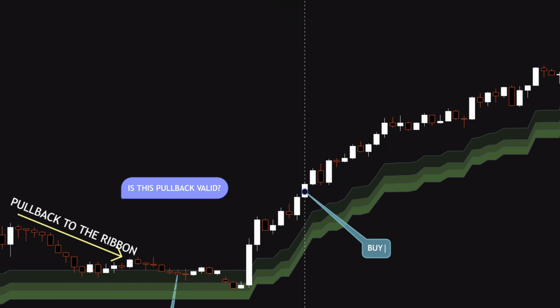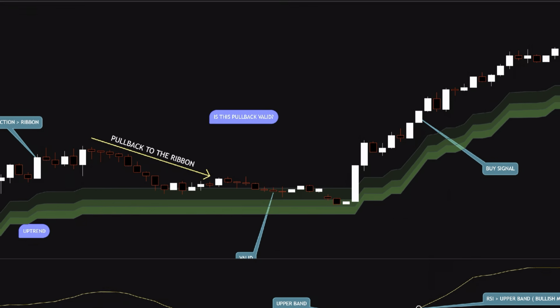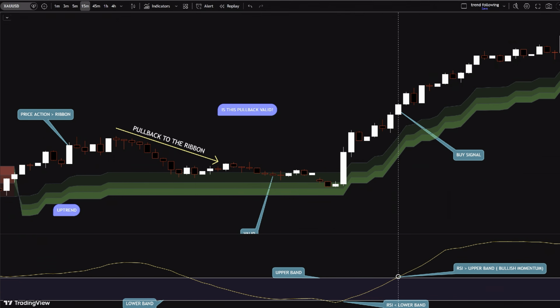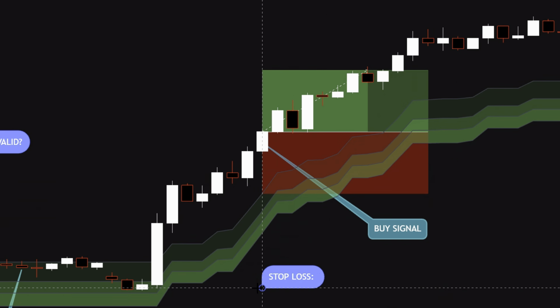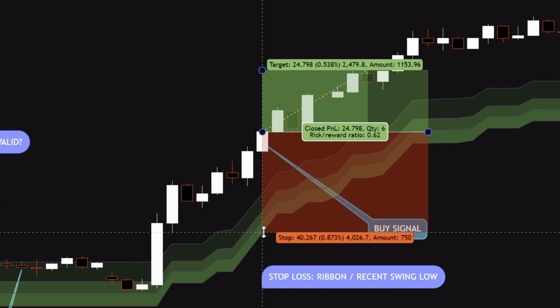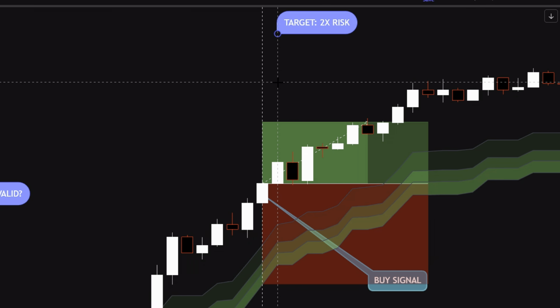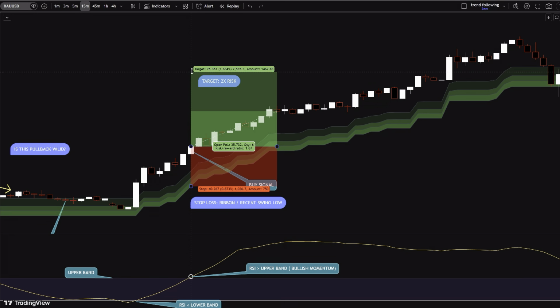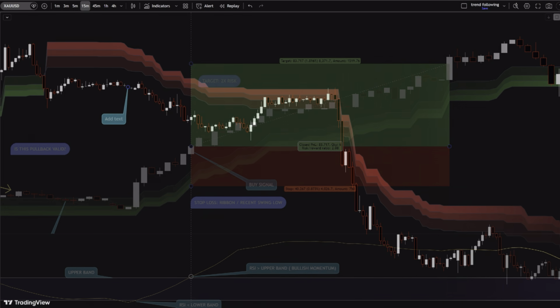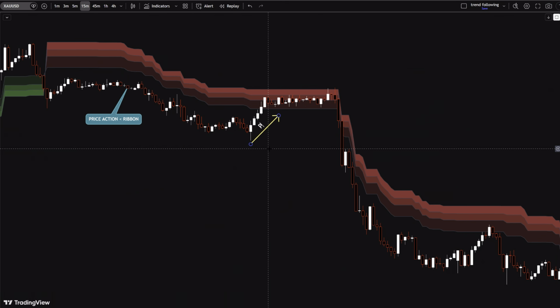After entering, risk management becomes the priority. The stop loss goes below the most recent swing low. This protects the trade in case the market proves our idea wrong. The take profit target is set to 2 times the amount we risk, because the goal is not to win every trade. The goal is to survive, stay consistent, and make sure one losing trade does not damage your account. For a sell trade, the logic is simply the opposite.